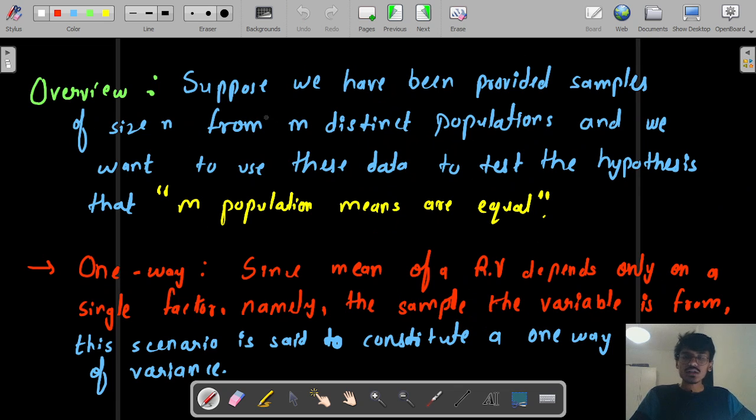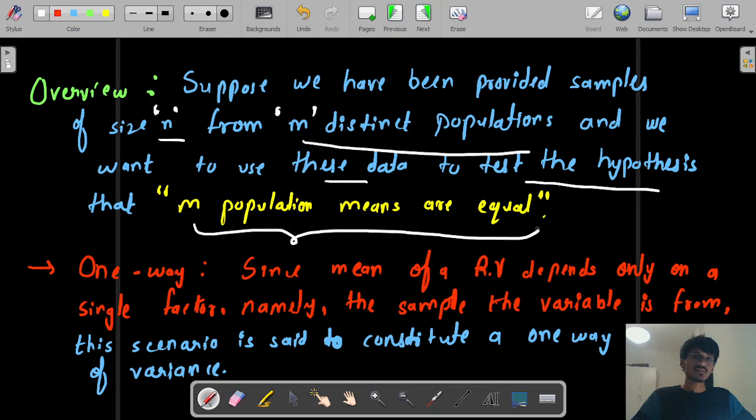Now let's start with the brief introduction. So suppose that we have been provided samples of size n. So please note that we have been provided samples of size n from m distinct populations. So we have a total of m distinct populations, and from each population we have the samples, and let's say we have n number of samples. And what we want is to use this data to test the hypothesis of whether these m population means are equal or not, right? So I hope things are making sense because you followed my previous lectures as well.